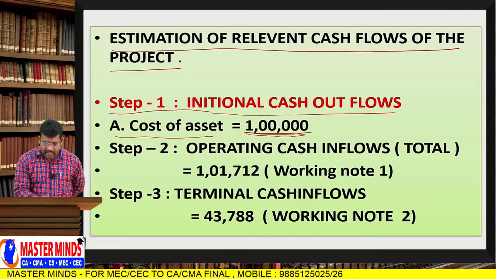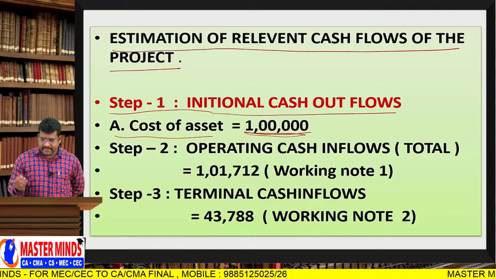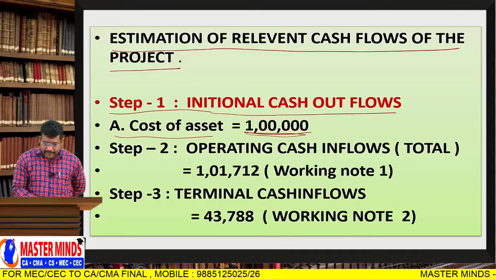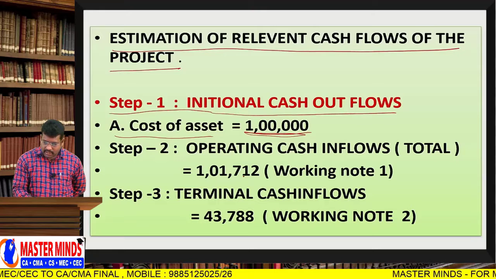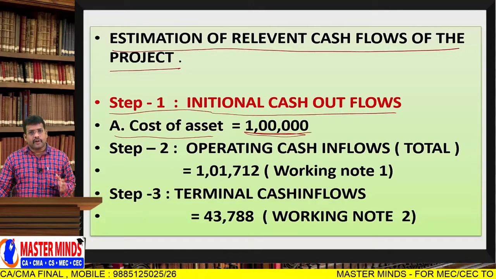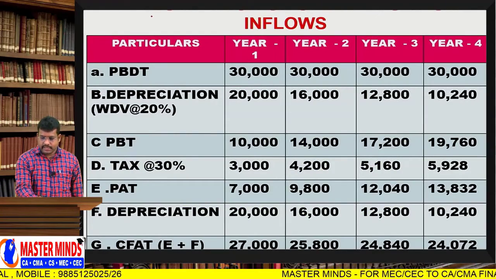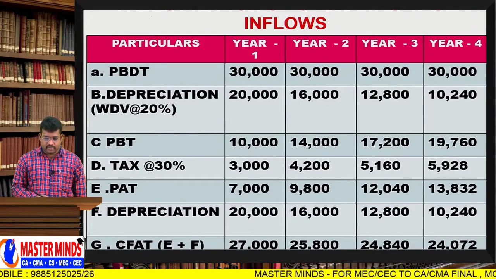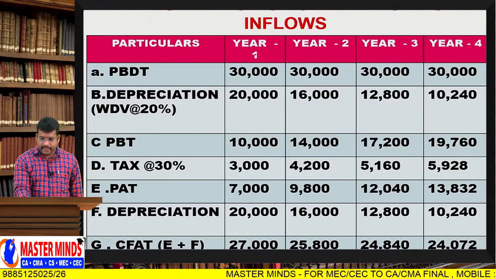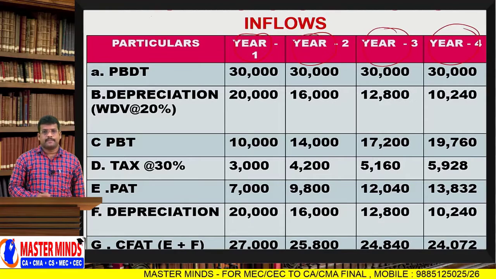That's why you can directly take the cost of asset as step 1, that is, estimation of initial cash outflow. Thereafter, what you have to find is the estimation of operating cash inflow. Let's come to operating cash inflow. Here you see it. I took the particulars: year 1, year 2, year 3, year 4.